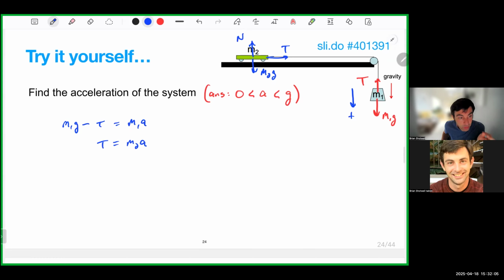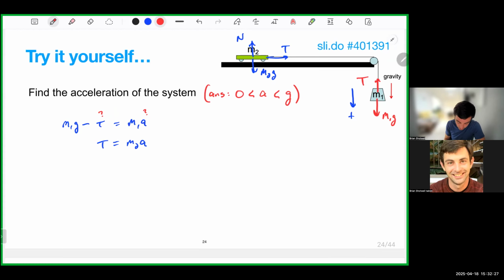So we have two equations for a couple unknowns. What are our unknowns? We don't know tension, and we don't know the acceleration, but we do know the masses of the two carts, and we know we can always use G as 9.8 meters per second squared. We don't want to plug in the number yet, but we want to treat it like it's just a number that we know. So we have two equations for two unknowns.